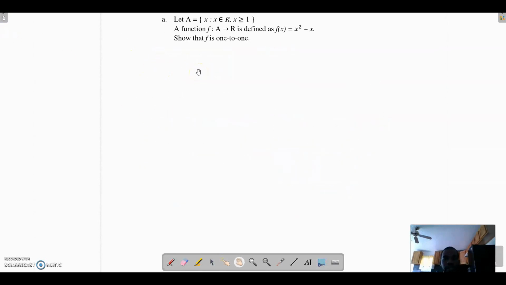All right, next question says, let A equal the set of x such that x is a real number and x is greater than or equal to 1. The function f, such that A maps onto R, which is the real number system, is defined as f of x equals x squared minus x. Show that f is 1 to 1.